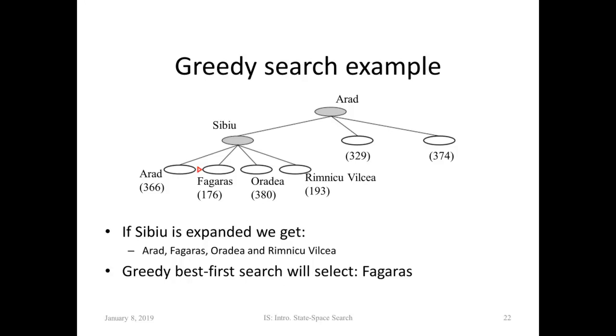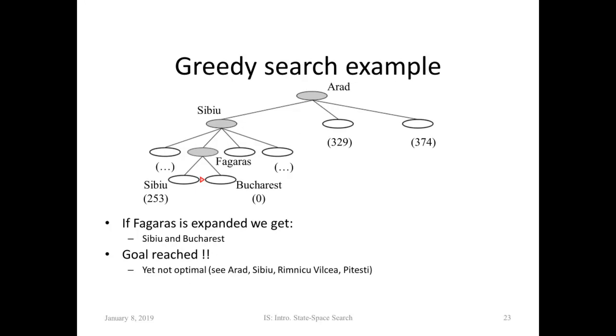So then the next one will simply choose Făgăraș. I can now go back to Sibiu, or I can go to Bucharest. And that basically allows me to find a path between Arad and Bucharest. But if you do the maths, you will see that this is not the optimal one.